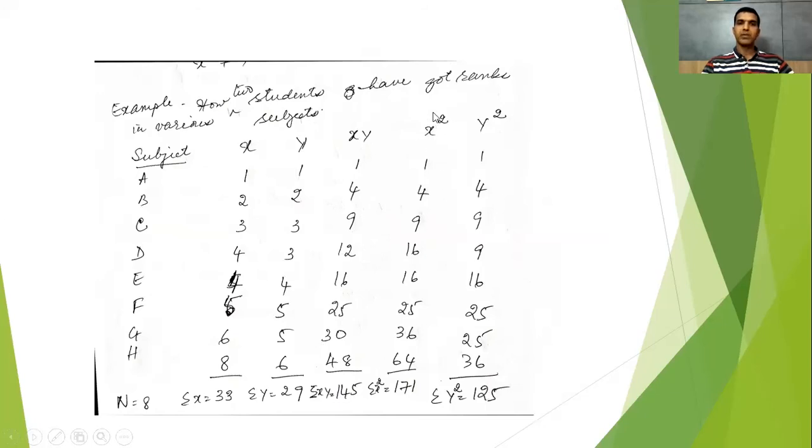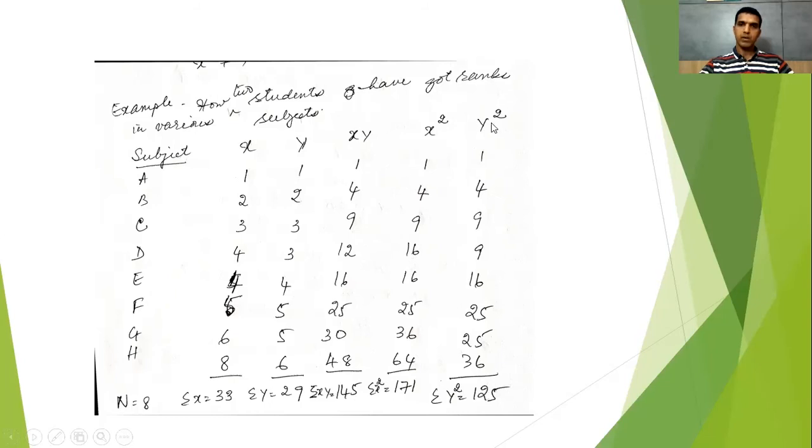Then you also do x square, because we require this also. Now x square, how do you get? You don't multiply, but you square the first variable. So 1 into 1 is 1, 2 into 2 is 4, 3 into 3 is 9, and so on and so forth. Finally, 8 into 8 is 64. So you are squaring the first variable, and then you get sigma x square, which is the total of x square, which is 171.